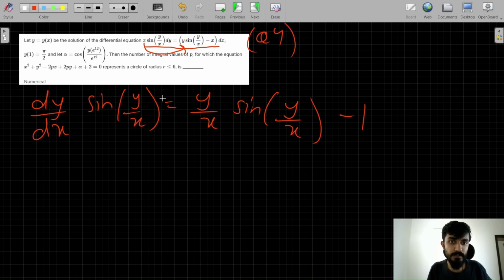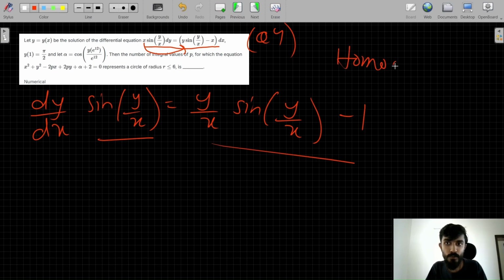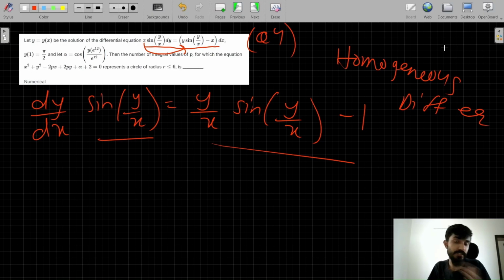If you observe, the only variable we have is y by x, right? Nowhere do you have an individual y or an individual x. You only have y divided by x in both the LHS and RHS. This means that it is a homogeneous differential equation. Finally, we have seen a different type of equation which has a different strategy of how to solve it, right? Think about it.